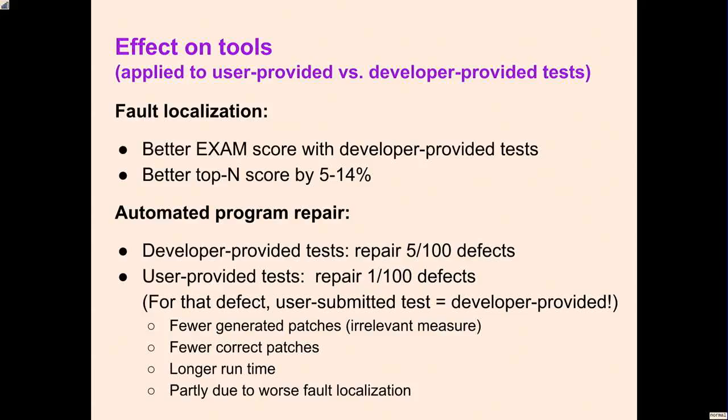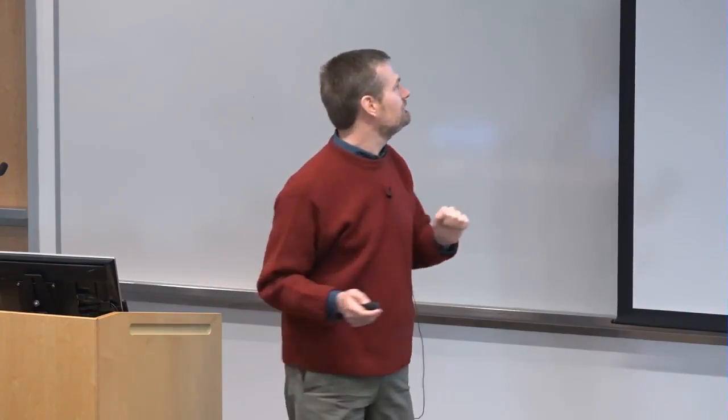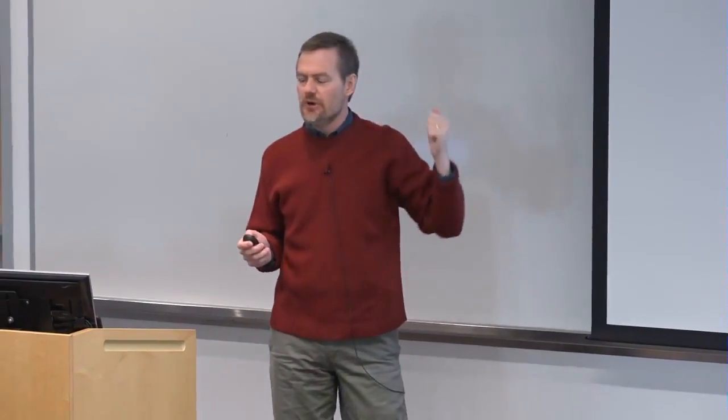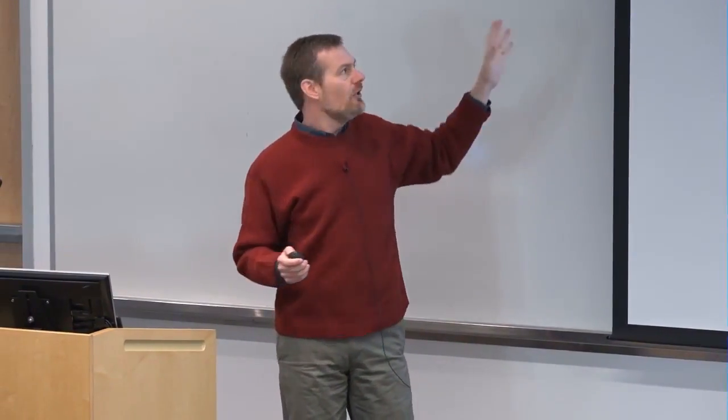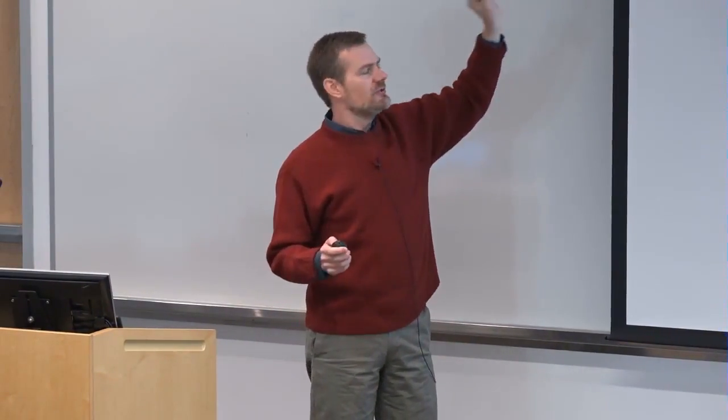Okay, so tools have to run on tests. Do tools behave differently if you run them on developer-provided tests, like everyone has done so far, or user-provided tests? So here are two particular tools. One's fault localization, one's automated program repair. For fault localization, for all the metrics that people use, they perform better when they're run on developer-provided tests than when they're run on user-provided tests.